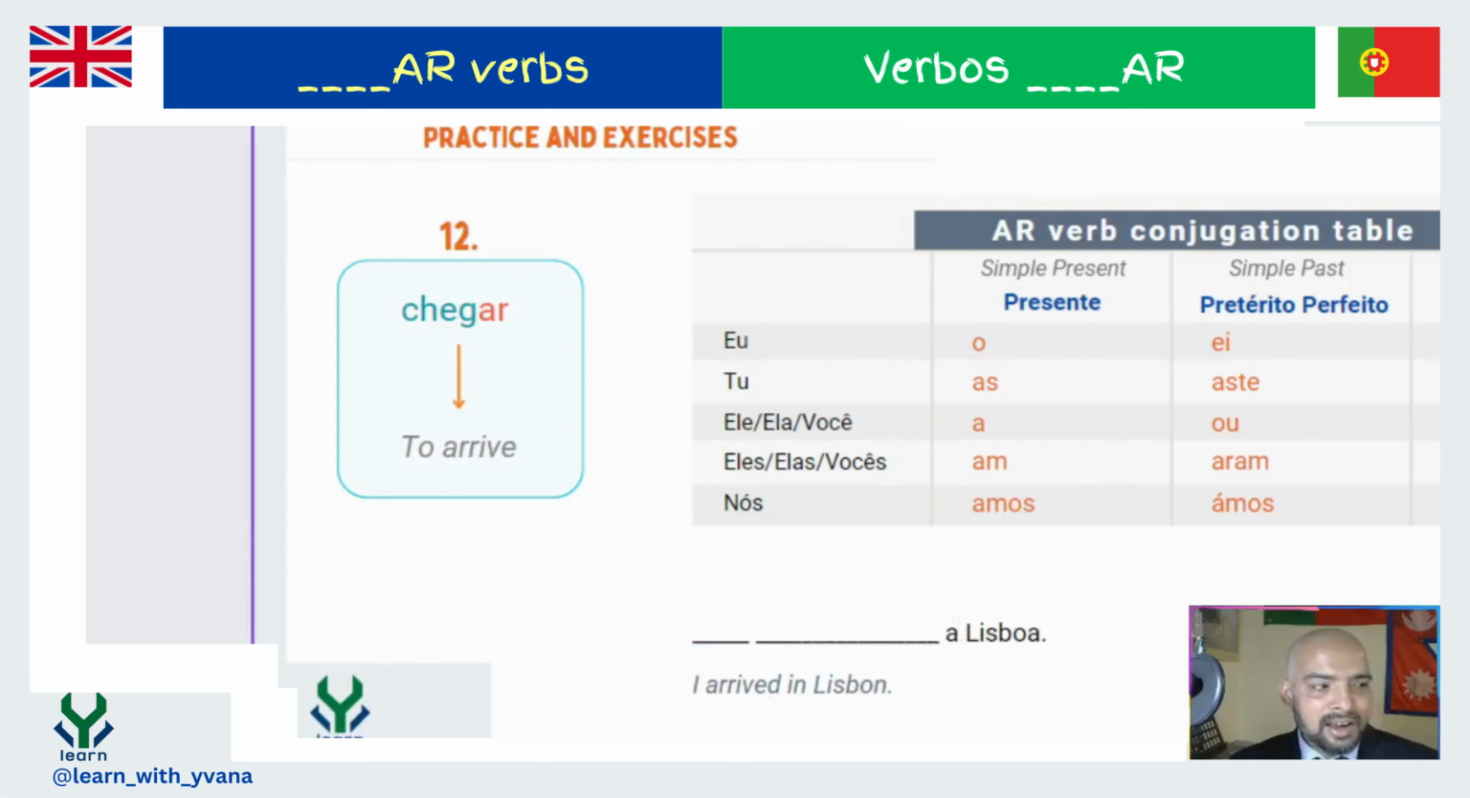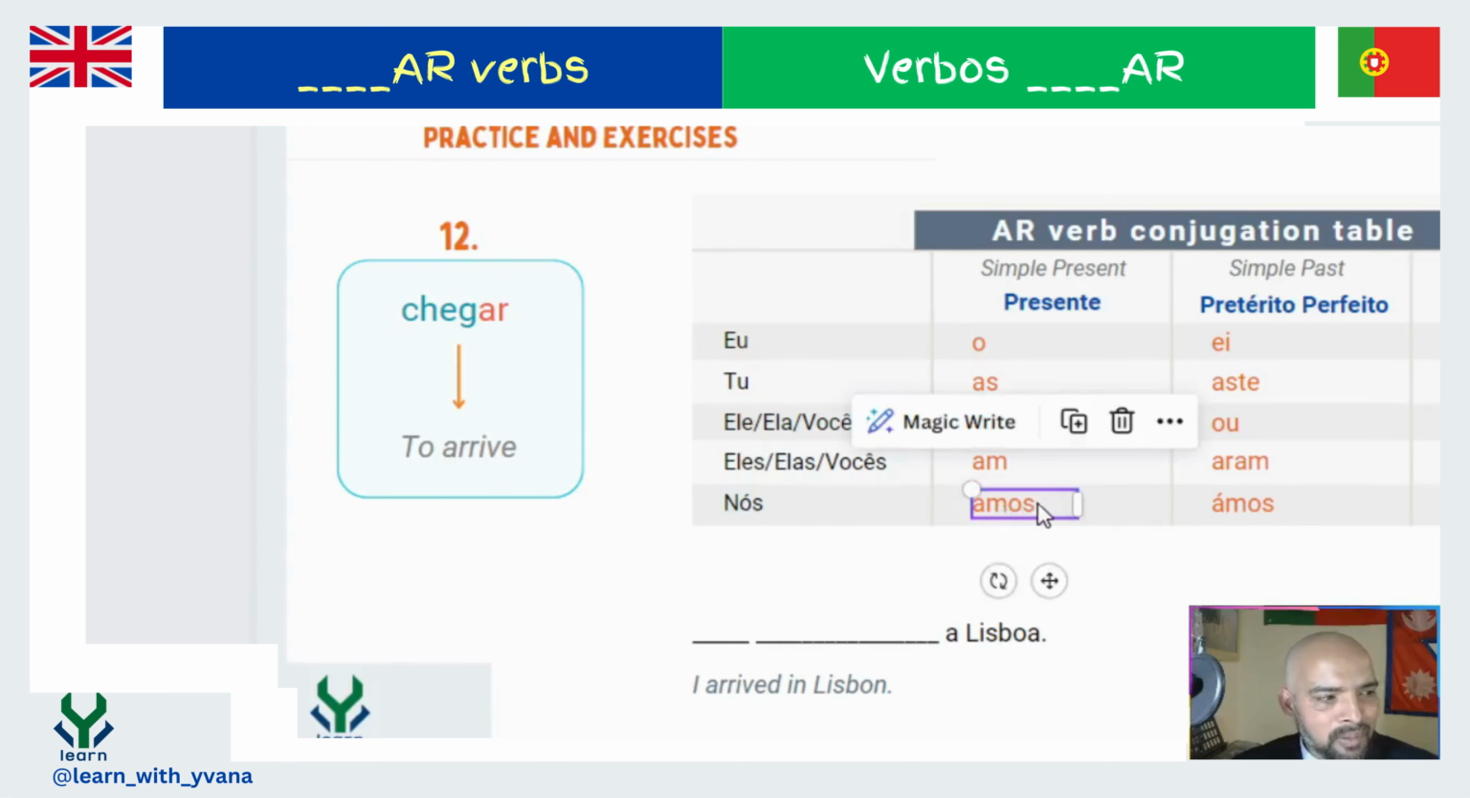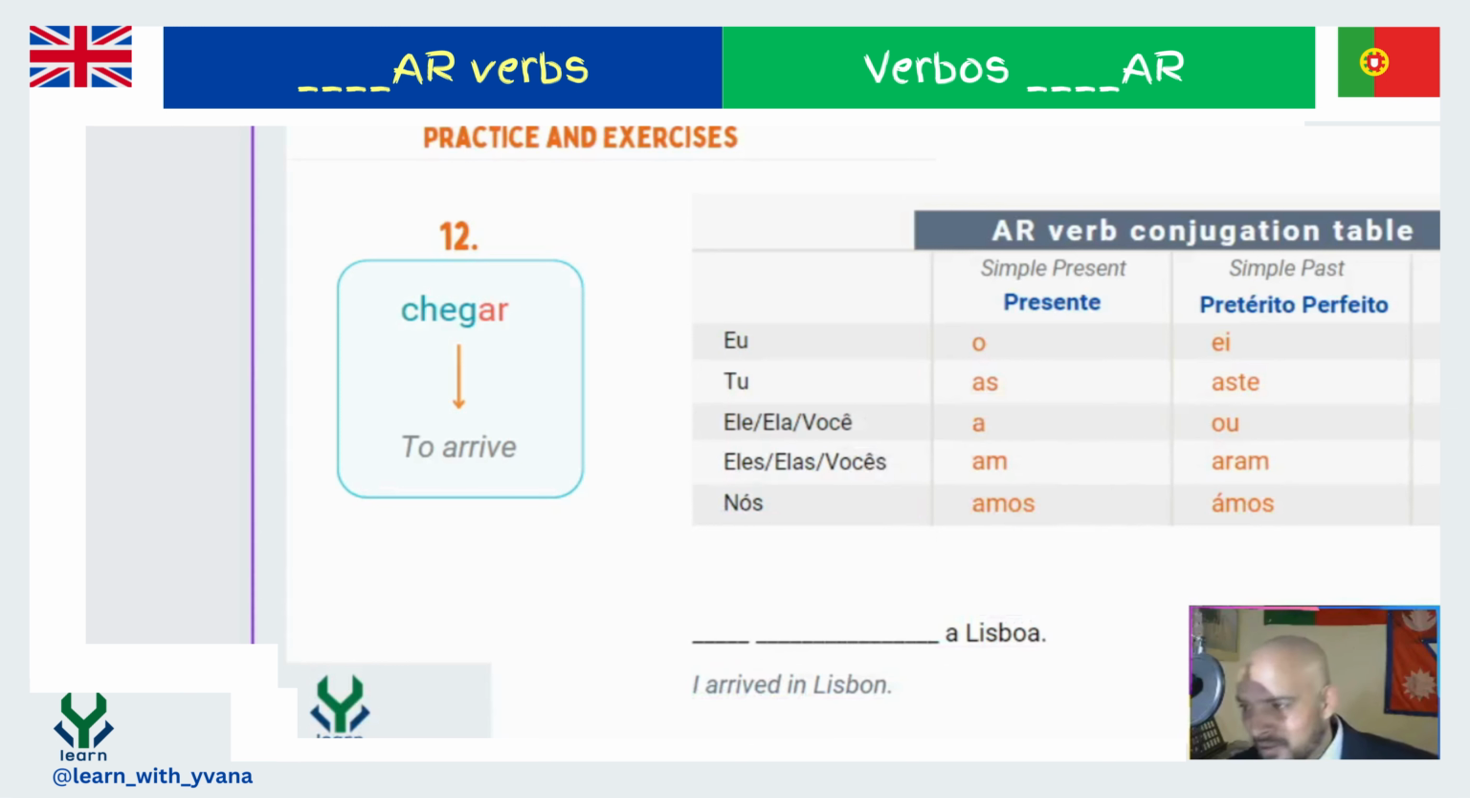So, okay, I arrived in Lisbon. Who can make this sentence? Nós chamamos. You can see here, AMOS. Okay, not somos, AMOS. So first you just remove the AR from the verb. So that's it for now. But let's make I arrived in Lisbon. Who can make this sentence?